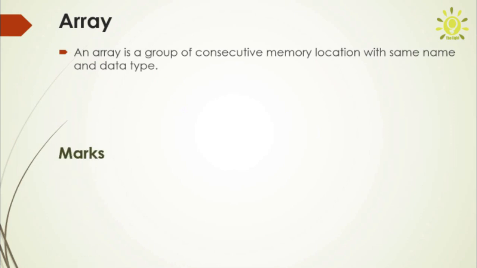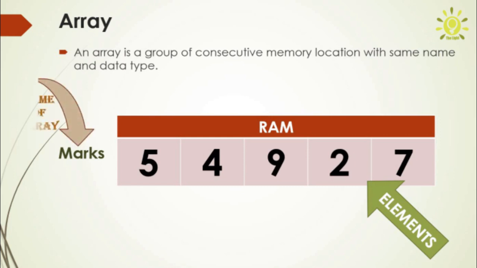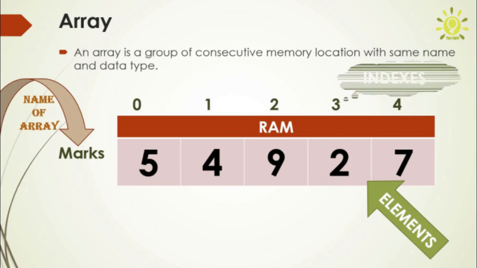Let's suppose we use marks as an array name. These are the elements of the array stored in RAM, and marks is the name of the array. Each element has a different index: 0, 1, 2, 3, 4. An index is the position where the element is stored, also called a subscript. The total number of elements in the array is called the length of the array.